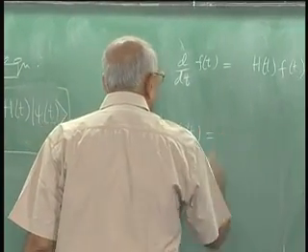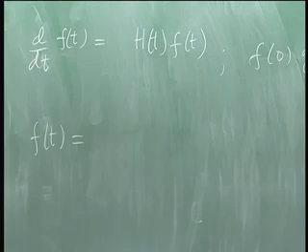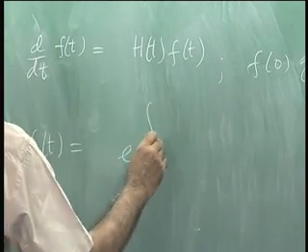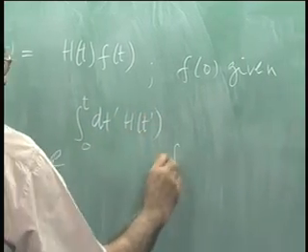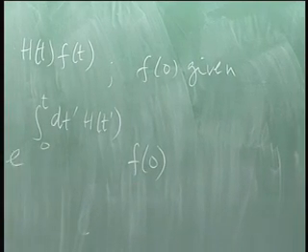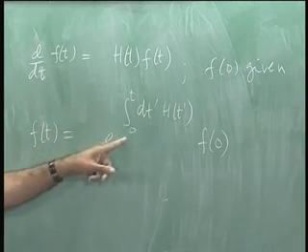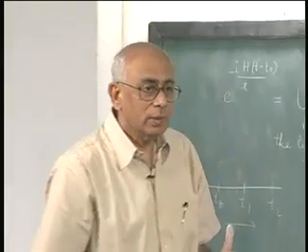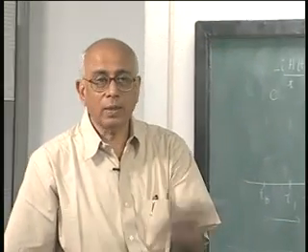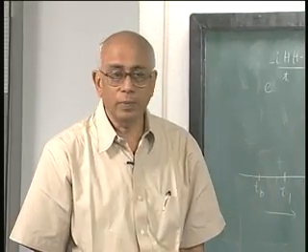F of t equals e to the power integral 0 to t dt prime h of t prime, times f of 0. That is the solution. Of course, if h is time independent, this integral just becomes t, but otherwise this is the solution to this differential equation. You can see immediately this is much more complicated than the original thing, which was just a simple exponential in time. This could be a very complicated function of time.